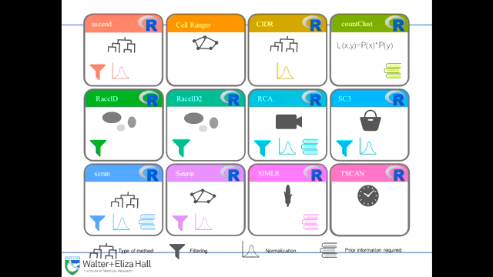Another important one to know about is Seurat. Seurat is an R package from Rahul Satija's lab at New York Genome Center, and it's become a very, very popular platform for doing single-cell RNA-seq analysis. They use a graph-based clustering method.